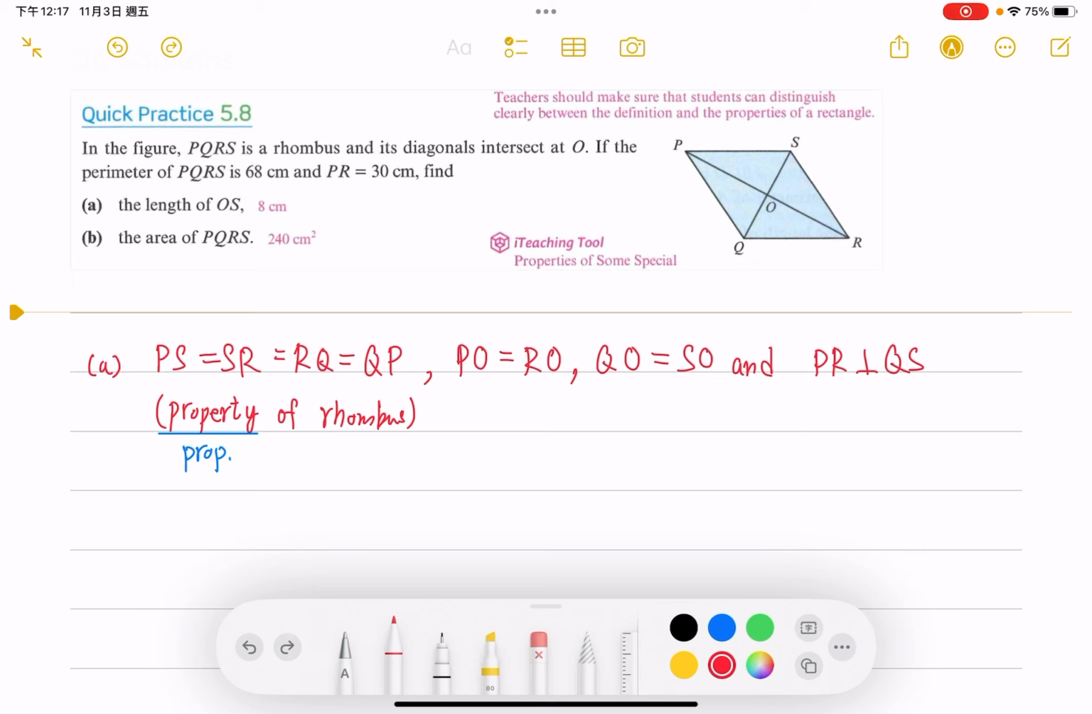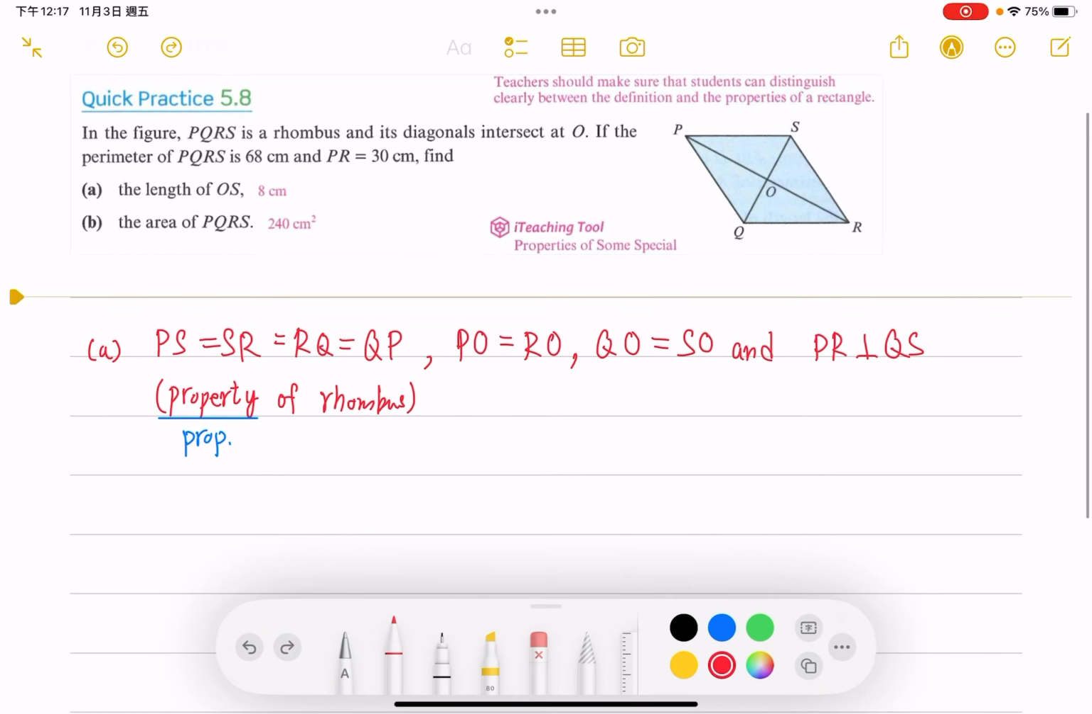So we have 4 right angles at point O. As you asked in the last lesson, can I write PROP dot instead of property, the full name of it? Yes, you can do that. Okay. So next time you can either write down the property, the full name, or the short form PROP dot.